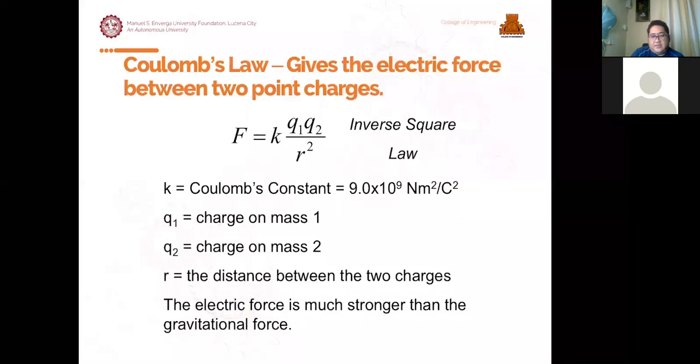isa sinasabing much stronger than the gravitational force. Okay? Kasi kung hindi siya mas stronger than sa gravitational force natin, baka hindi magkameron ng sharing of flow ng electricity, no? Kaya kailangan mas greater than siya sa gravitational force natin. Okay?